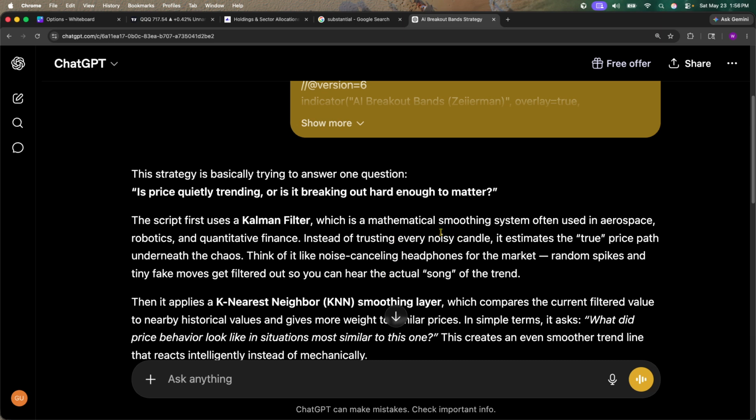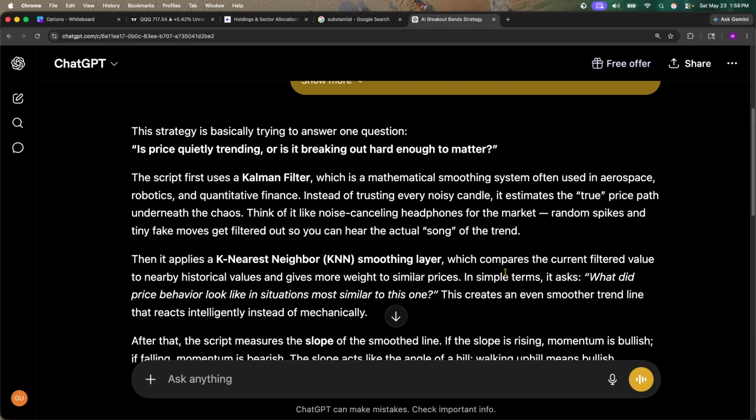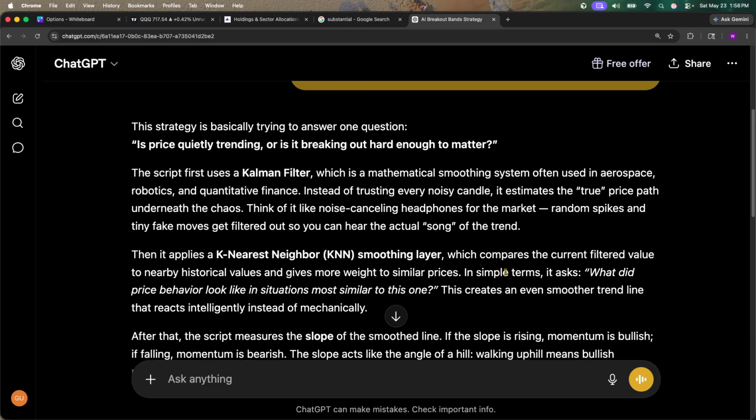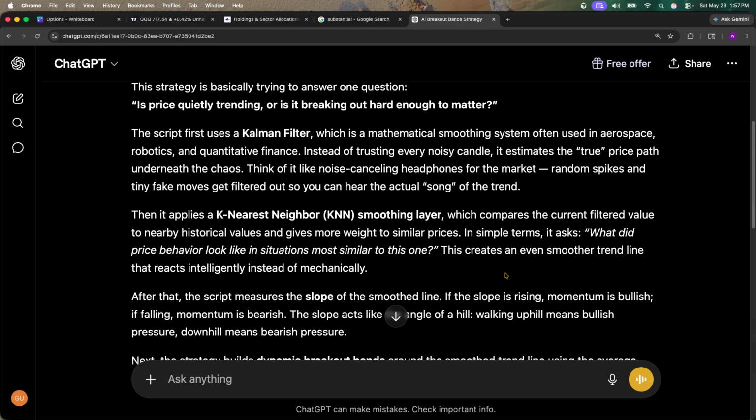Think of it like, instead of trusting every noisy candle, it estimates the true price path underneath the chaos. That's cool. Think of it like noise canceling headphones for the market. Random spikes and tiny fake outs get filtered out so you can only hear the actual song of the trend.